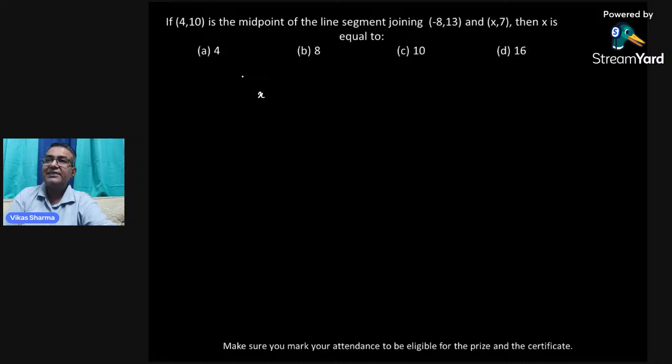So the midpoint formula says that the x coordinate of the midpoint should be equal to x1 plus x2 upon 2, and the y coordinate should be equal to y1 plus y2 upon 2. So the midpoint is already given, which is 4, 10. We need to find the value of x. The value of y we do not need to find out because those 2 coordinates are already given, so nothing to find in that. The only thing that we have to do is to use the first equation, which is this.